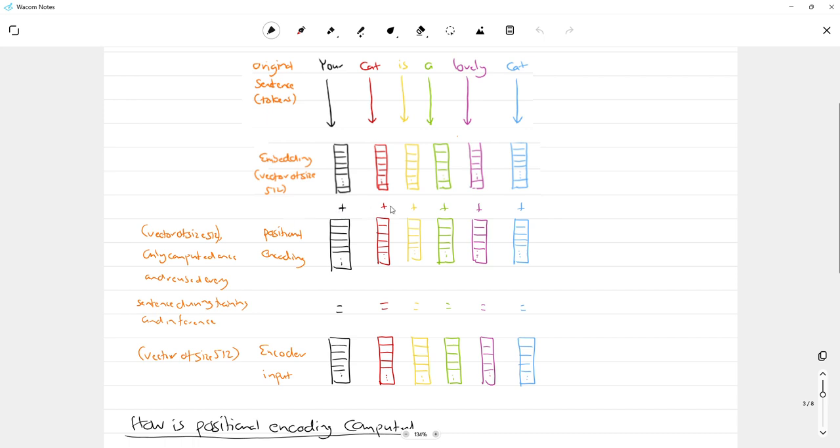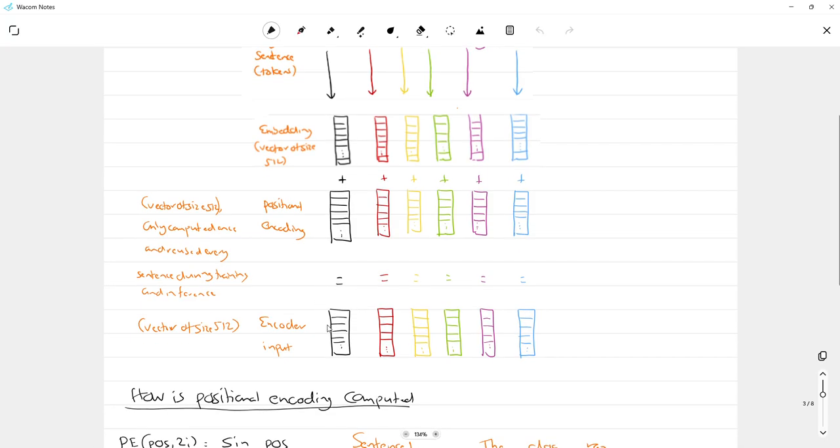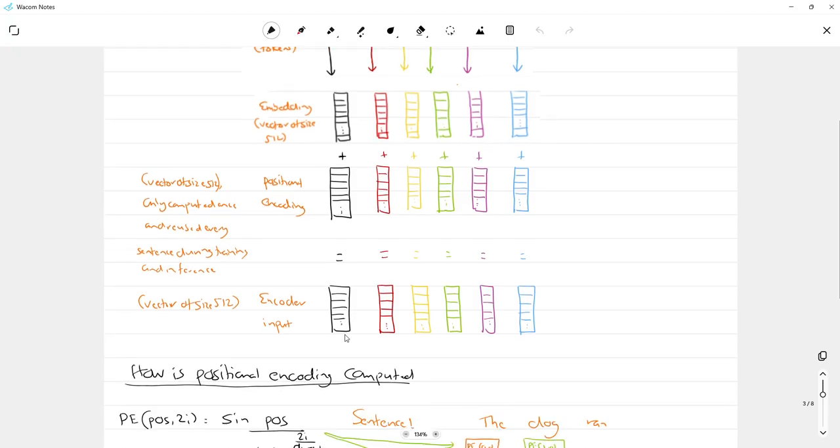Then the magic happens here. The positional encoding vector for each placement is added element wise to its corresponding word embedding vector. That is why you see the plus sign between the embeddings as well as the encoding vectors here. The resulting vector for each word is now a blend of its semantic meaning and its sequential position.